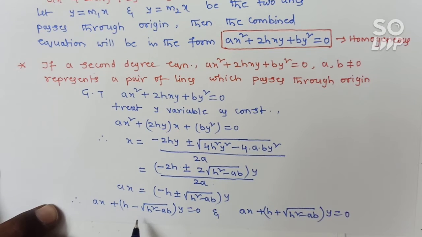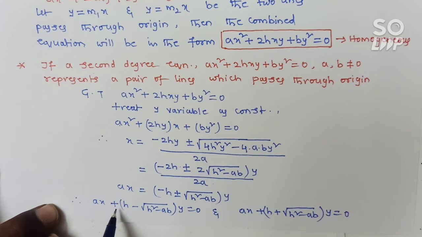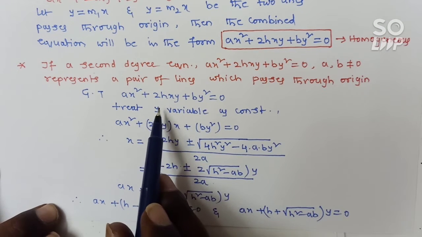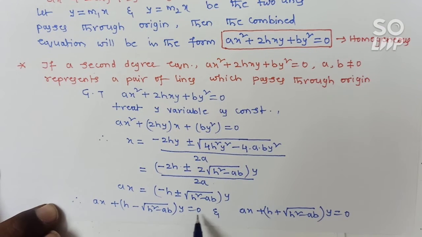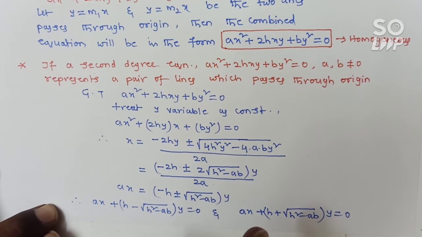See, all of you observe both equations. Both are only in terms of x and y, no constant. That means the second degree homogeneous equation will represent the lines passing through the origin. Hence the result is proved. Okay. So after this we should discuss the nature of the lines. After this we will discuss the nature of the lines.